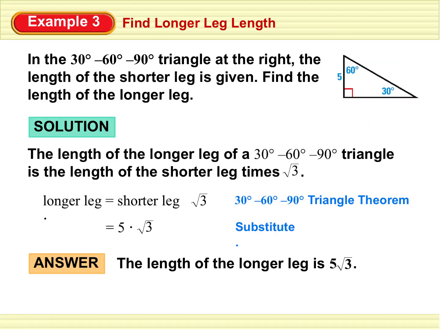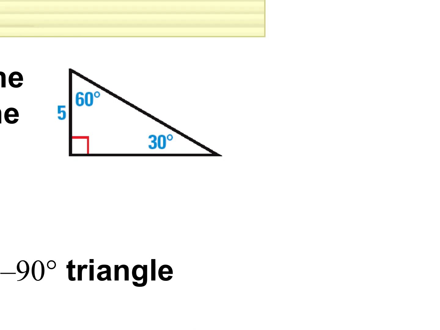Okay, let's look more. Circle your short leg. What's our short leg? 5. Short leg is 5. What do we want to find first? Does it matter? No. Let's start with hypotenuse. How do I go from short leg to the hypotenuse? Multiply by 2, that's 10. Yep, 5 times 2, and we get 10. So 10 is our hypotenuse.